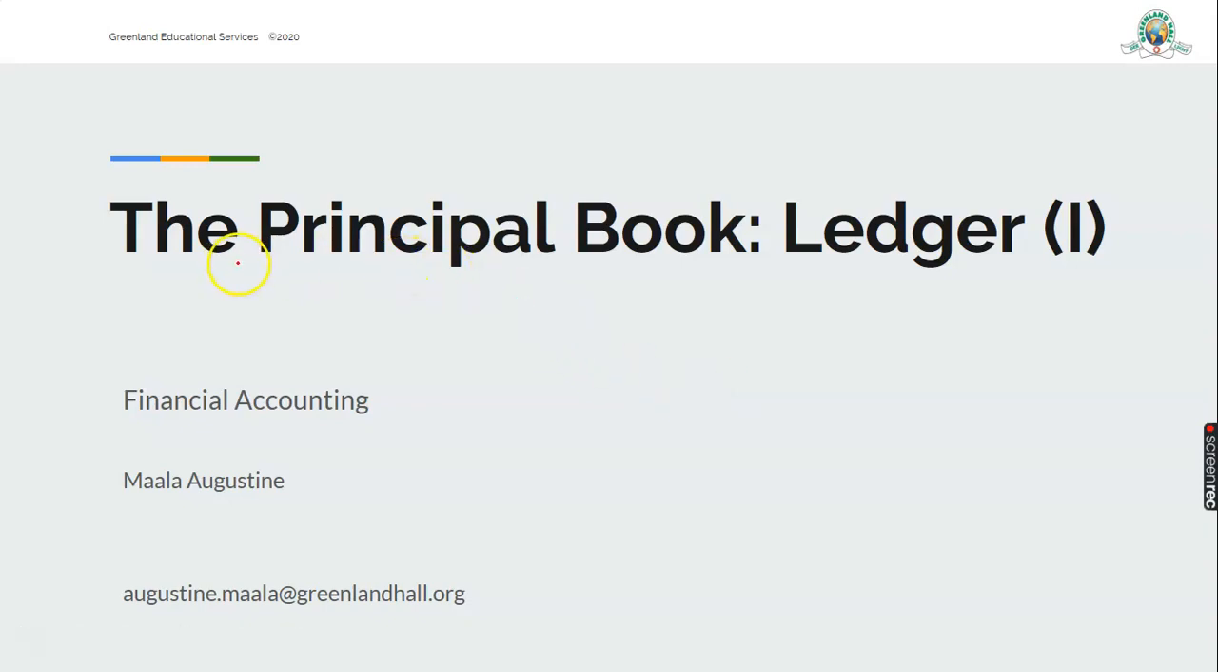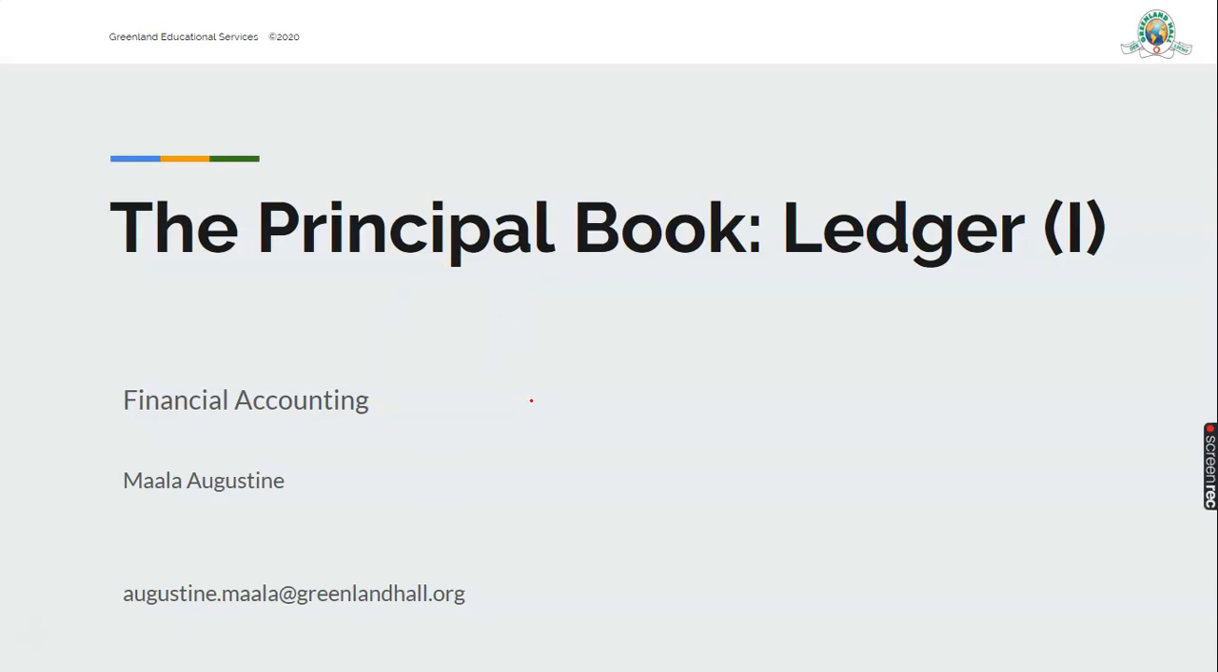We are going to look at a topic tagged the principal book, that is ledger. And this is under financial accounting. Before we go ahead and look at this particular topic, get the necessary things or materials that will support you in the course of this particular class.